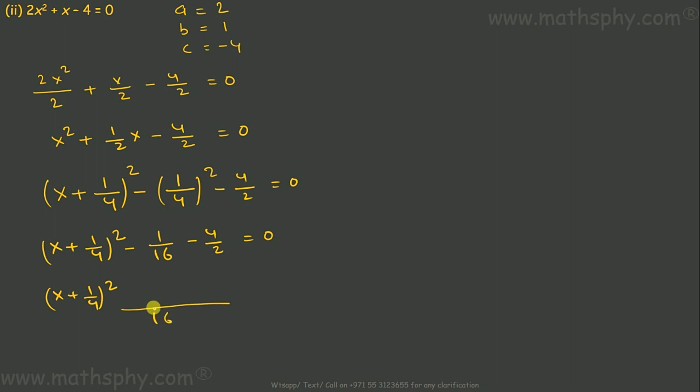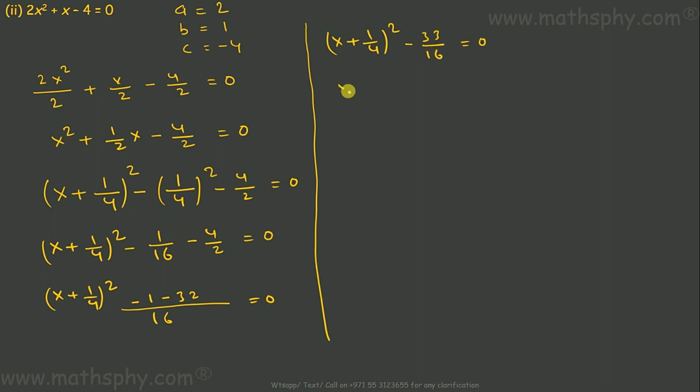X plus 1 over 4 whole square, this is 16 minus 1 minus 32 equals 0. X plus 1 over 4 whole square minus 33 over 16 equals 0. X plus 1 over 4 whole square equals 33 over 16.